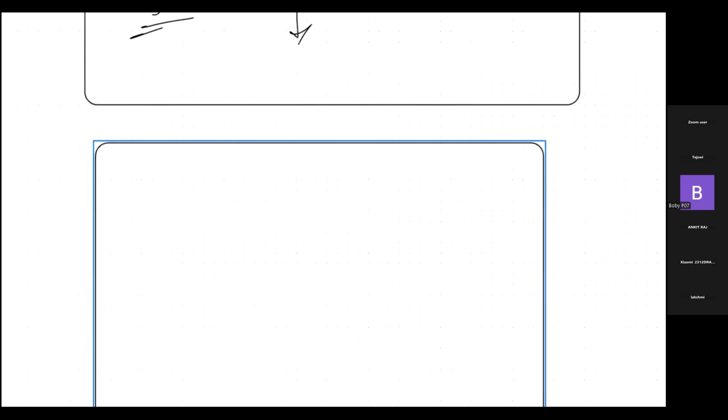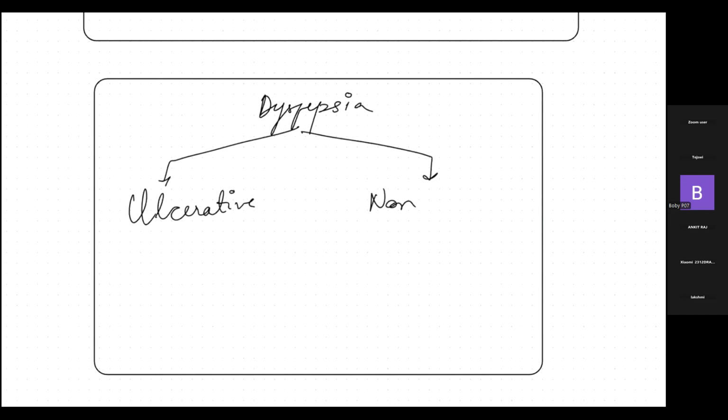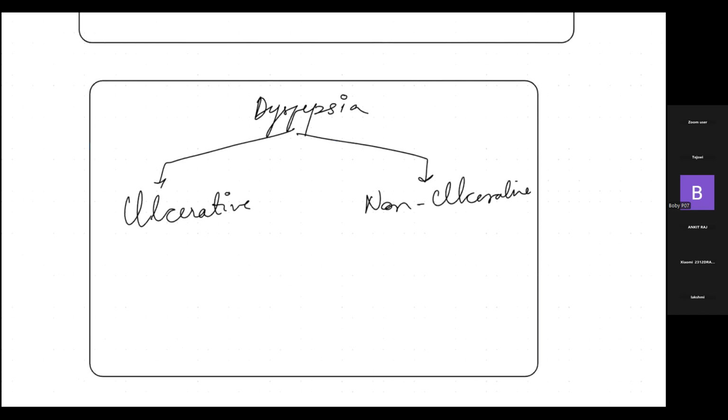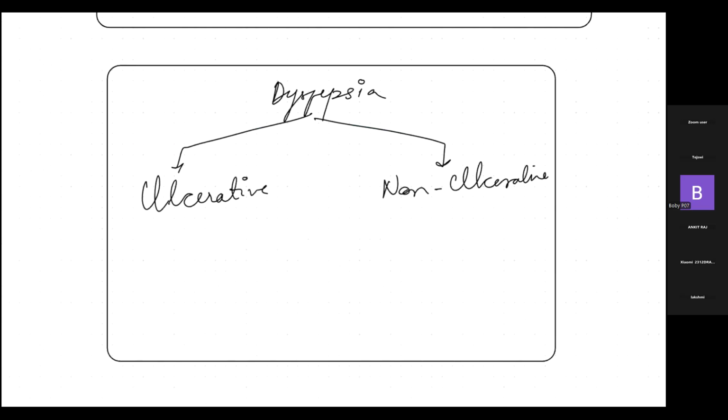Now, dyspepsia can be of two types. Either it can be ulcerative dyspepsia or non-ulcerative dyspepsia. Before digging into this, we have to know what the term ulcerative means. So let's see what this term is made up of.